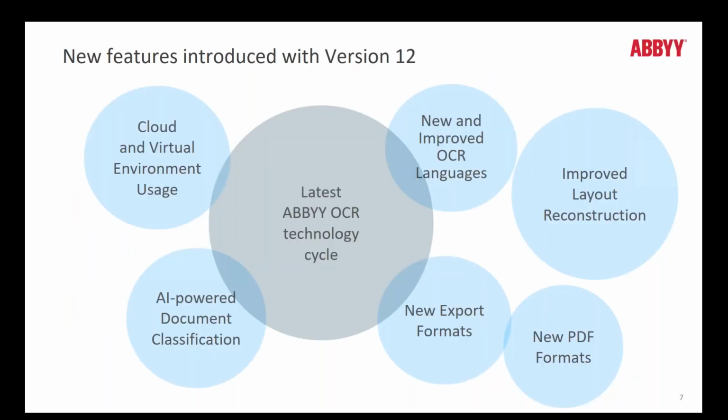I already mentioned that version 12 came on the market in May last year. It was updated to the latest OCR technology cycle. We added Farsi as a new OCR language. We improved the recognition of Japanese, for example. We improved layout reconstruction. This was as well possible thanks to the implementation of machine learning and artificial intelligence technologies. We added new PDF formats and some new export formats, for example, HTML5 or PDF 2.